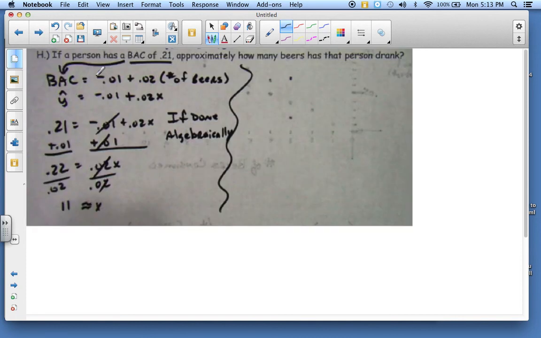All right, let's look at H. If a person has a blood alcohol content of 0.21, approximately how many beers does that person drink? Well, I'm giving you the blood alcohol content. So blood alcohol content, we're going to substitute 0.21 in there. Bring down negative 0.01 plus 0.02x. Algebraically, this is how I'm going to solve it. I'm going to add 0.01. I get 0.22. Bring down my 0.02. I'm going to divide by 0.02, and I get 11. So technically, by hand, a person who has a blood alcohol content of 0.21 should drink approximately 11 beers.